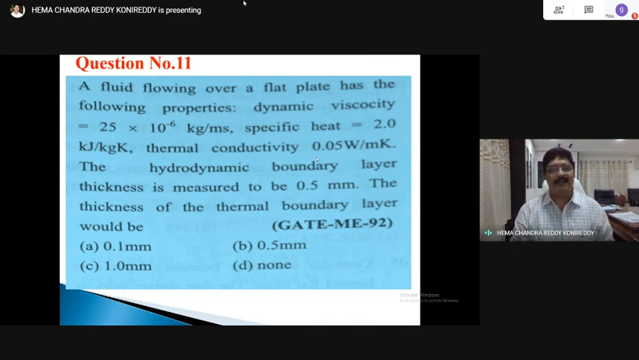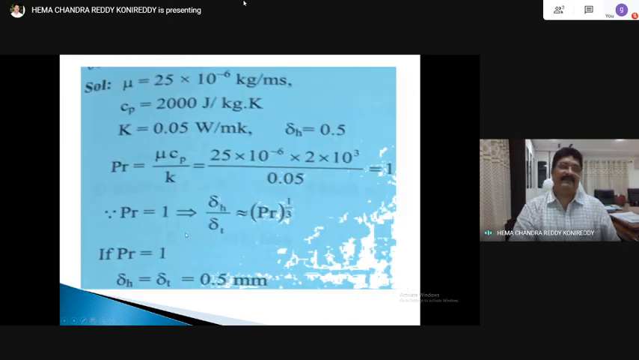Hydrodynamic boundary layer thickness is given. You are asked to calculate thermal boundary layer thickness. Delta T by delta H is equal to 1 by PR whole raised to power 1 by 3. Straightforward equation. Okay. So when you use Prandtl number mu Cp, calculate Prandtl number is equal to 1. And blindly you say, for all Prandtl numbers equal to 1, delta H is equal to delta T. Hydrodynamic boundary layer thickness is equal to its thermal boundary layer thickness.